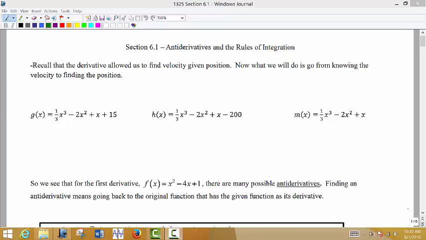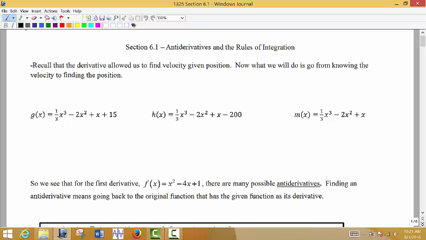In this section, we're going to be looking at what we call antiderivatives and rules of integration. So antiderivative would suggest that we are doing the opposite of finding a derivative, and that's exactly what we are doing. So what we want to recall is that the derivative allowed us to find velocity if we had a position function. Now we're basically doing the opposite. Let's say that we have the velocity or the speed of an object, and we want to find the position at any given time. So we're going backwards from what we did before.